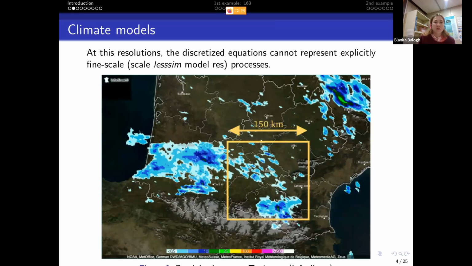But at a resolution of about 100 kilometers, the discretized equations are insufficient to represent some processes called fine-scale processes. Here on this precipitation map, I have represented a box, the size of which is about 150 kilometers and which is centered on Toulouse. You can see that there is quite a lot of precipitation inside of this box, and the equations are not sufficient to represent that.